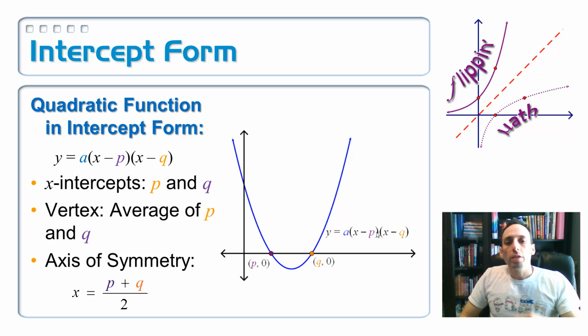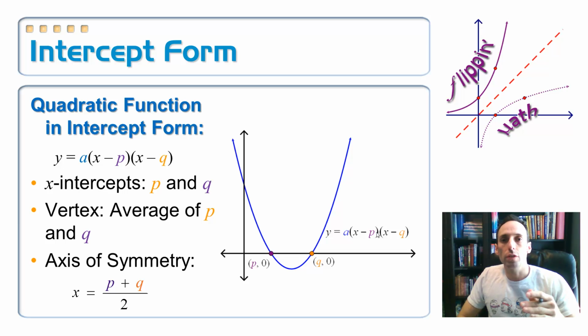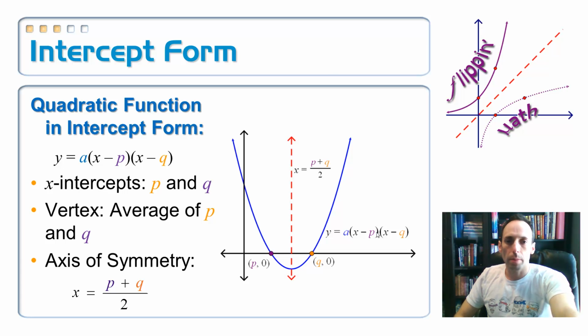Okay? If I wanted to find the coordinates of the vertex, I want to take the average of the two x-intercepts, p plus q divided by 2. That's going to give me my x coordinate, which is also the equation for the axis of symmetry. If I wanted the y coordinate, of course, I would just plug that back into the equation so that I could find it.